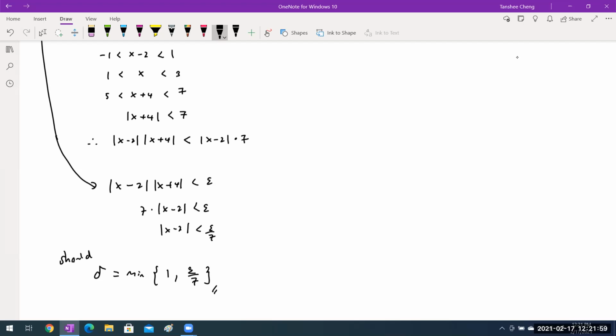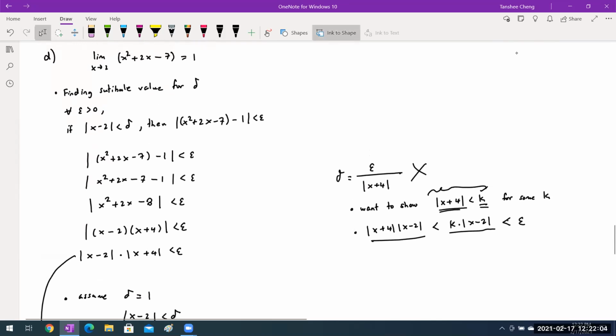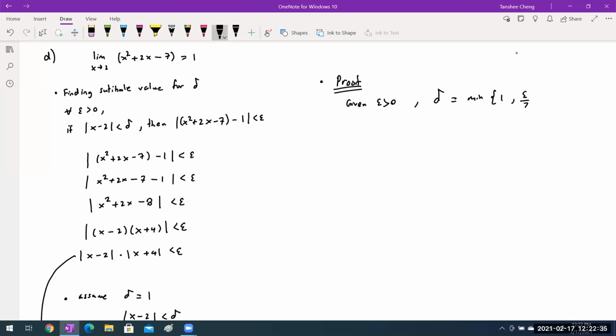A lot of things that I said, but didn't write down. So now, continuing with the proof, everything will be working backward. I said it's going to be long because now we have two deltas to choose from. So given epsilon greater than 0, we have the choice of delta to be the minimum of either 1 or epsilon divided by 7.